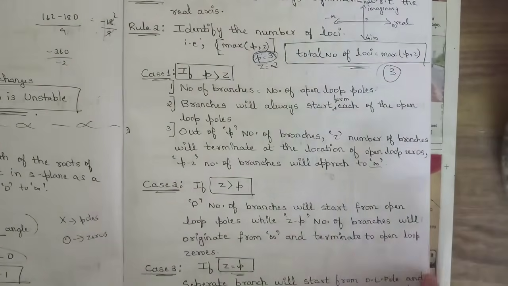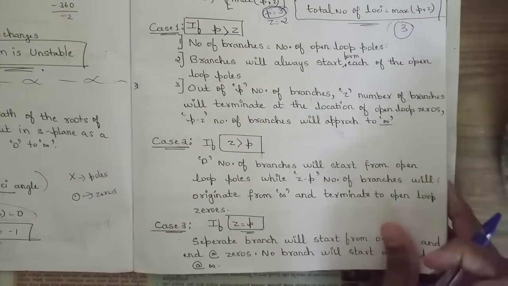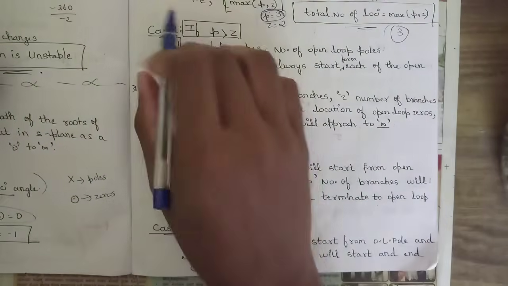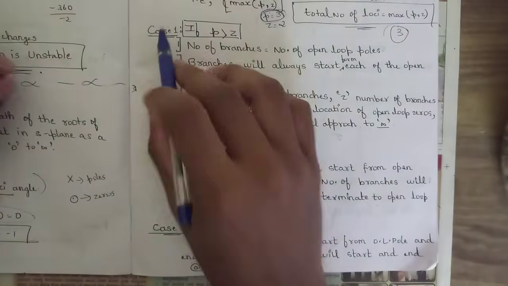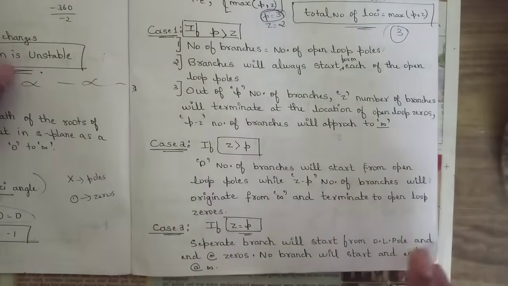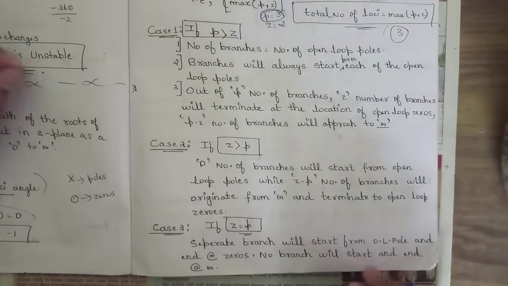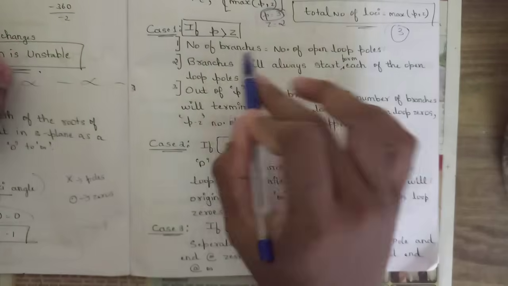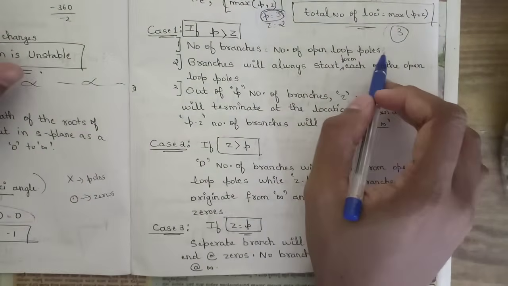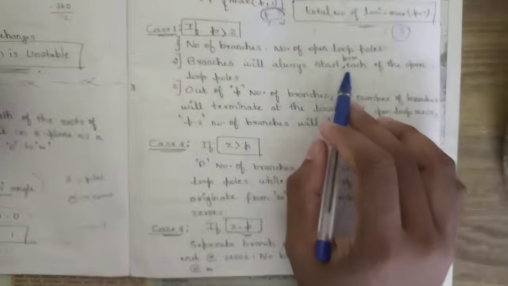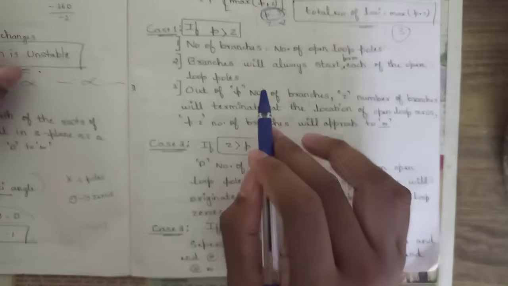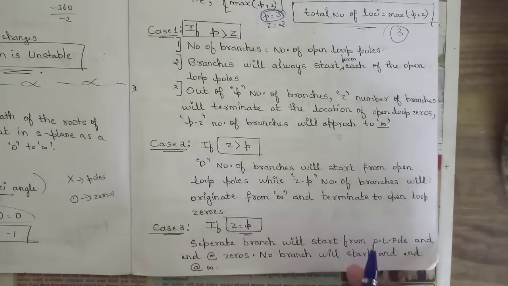For this rule we have a few sub cases which are very important. In rule 2 we have 3 cases. Case 1: if poles are greater than zeros. For a particular transfer function, if there are more poles than zeros, we have a few rules: the number of branches is equal to the number of open loop poles. The branches of the root loci will always start from each of the open loop poles. They will always start diverging from the open loop poles.